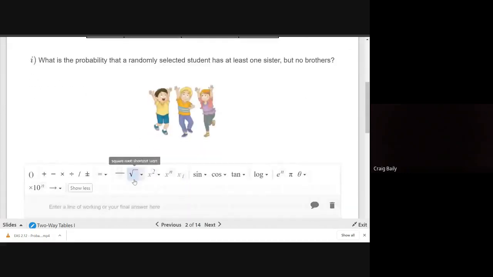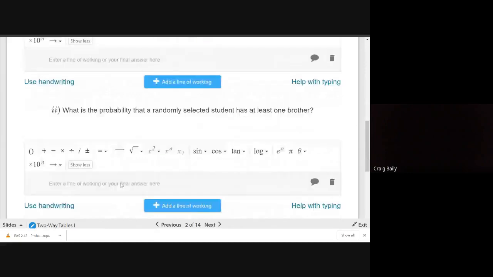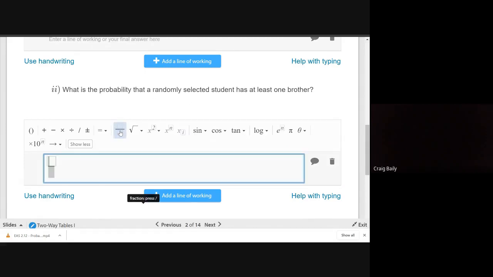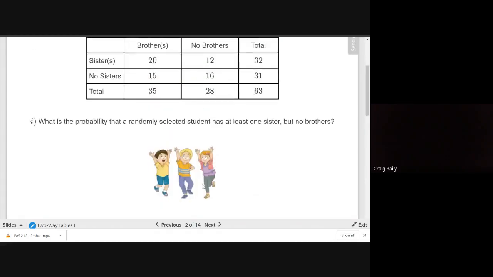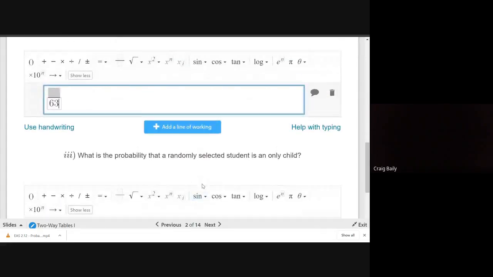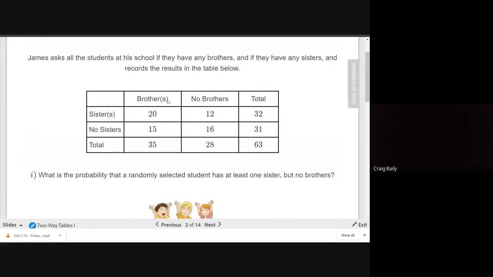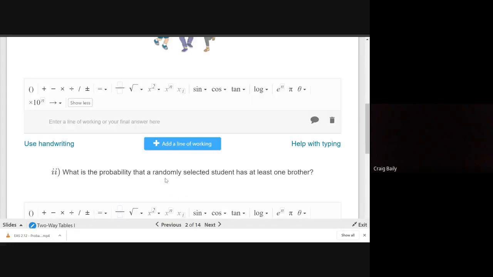Part 2. Oh, there we go. What is the probability that a randomly selected student has at least one brother? Once again, randomly selected student means that the denominator of our fraction will be 63. So we're going to put the 63 in there. And a randomly selected student has at least one brother. All right, so at least one brother. Didn't say anything about sisters, so at least one brother is going to be 35.